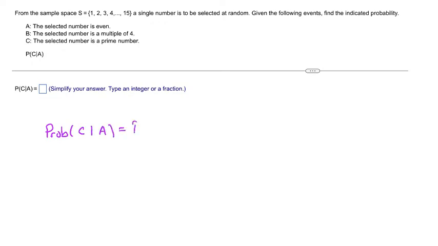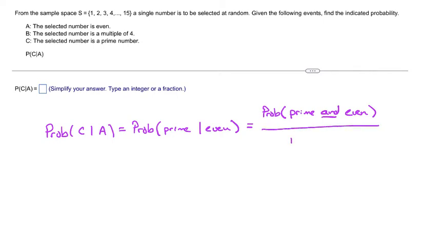So that is the conditional probability that it is a prime number given that it is even. So when we find a conditional probability, we are really finding the probability that it's prime and that it's even, divided by the probability that the number is even.